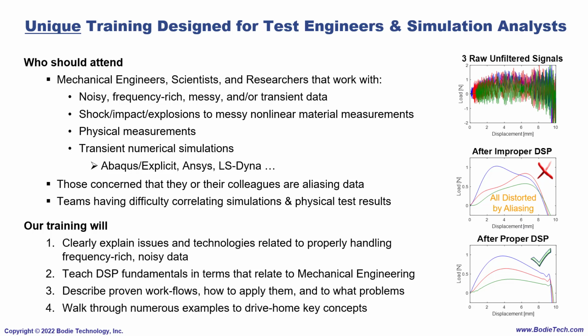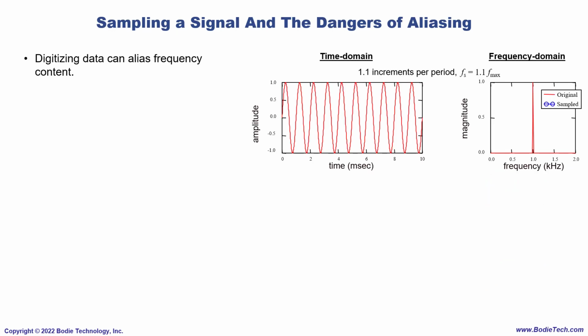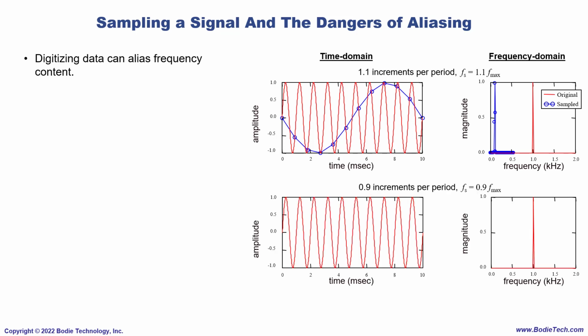Each training course walks you through numerous examples to drive home key concepts. Modern test and simulation systems store data digitally via sampling of a signal. This action opens up the possibility of aliasing if the time increment is insufficient for the frequency content being captured. Aliasing easily causes confusion, as demonstrated here, where a small change in the sampling frequency appears to make the signal flip upside down. It actually caused a 180 degrees phase shift.